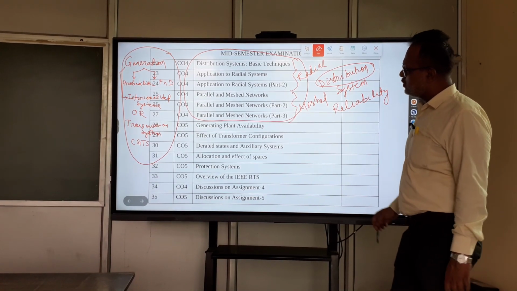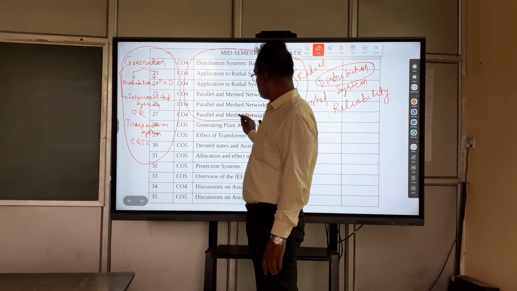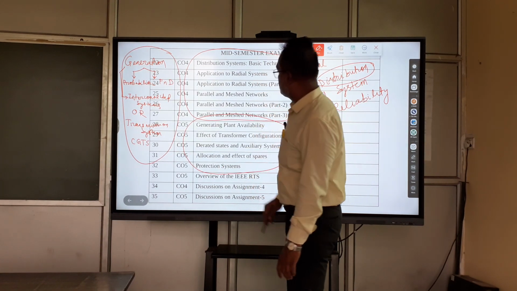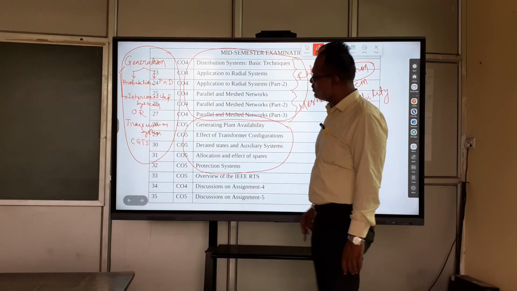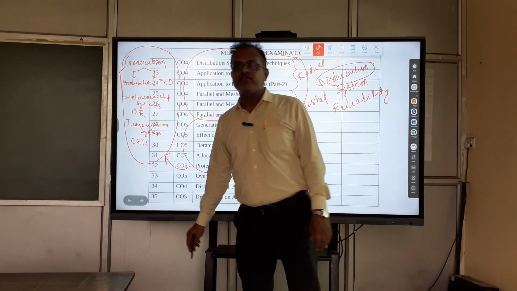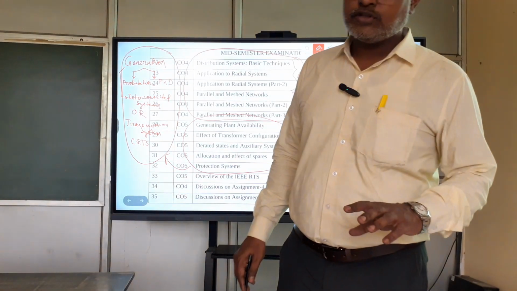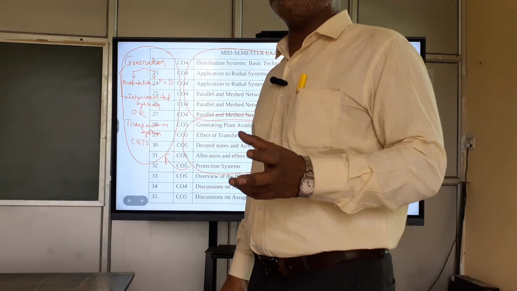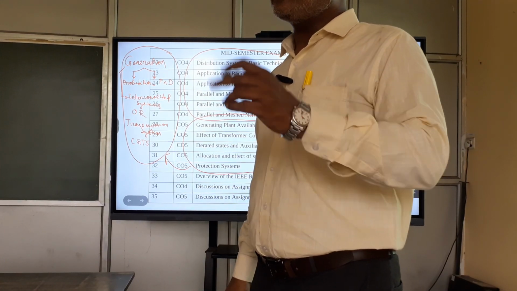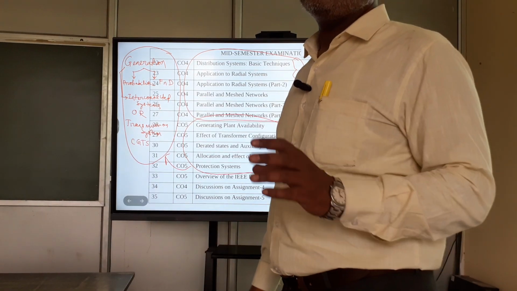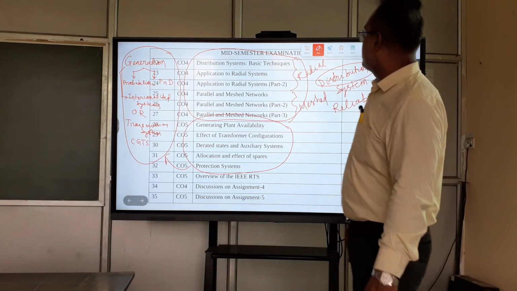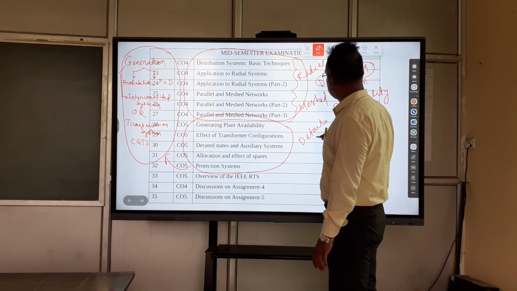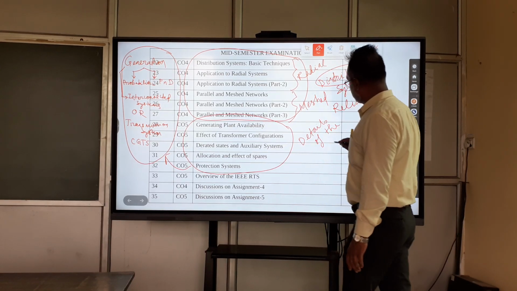Now again, we are going back to the generation system. Okay. But with a twist. So there we considered a single generator as available or unavailable, where the generation was mostly one power plant. Whereas here we will see the details of the power plant.